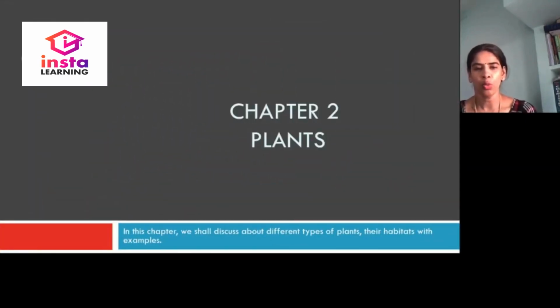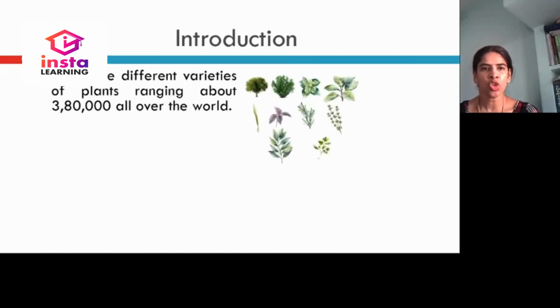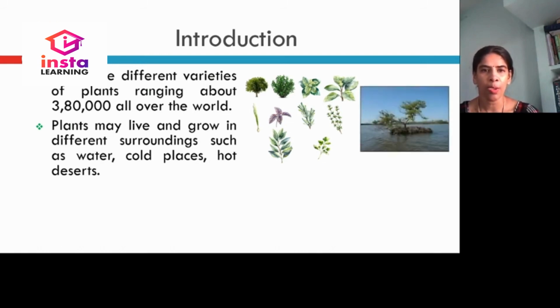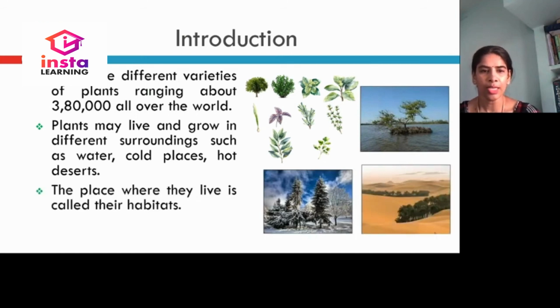In this chapter, we shall discuss different types of plants and their habitats with examples. There are different varieties of plants, ranging about 3,80,000 all over the world. Plants may live and grow in different surroundings such as water, cold places and hot deserts. These places where they live are called habitat.